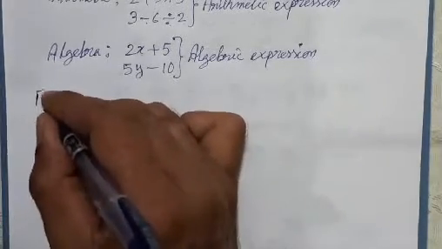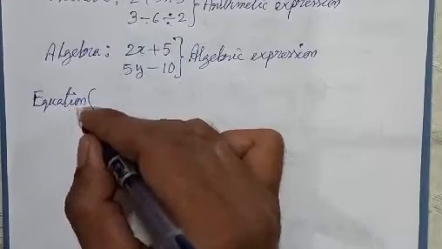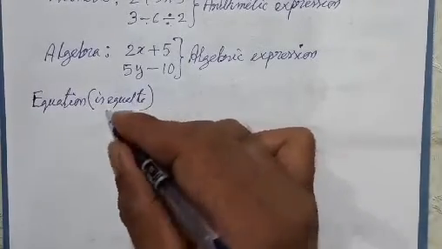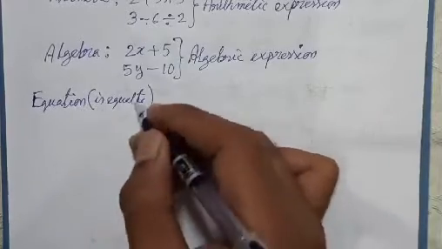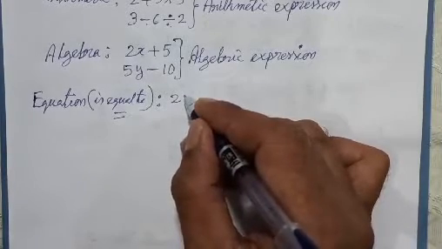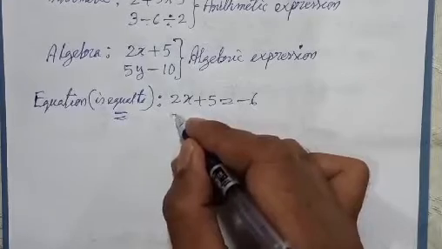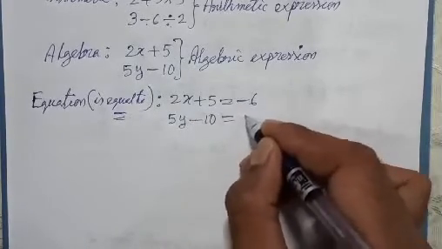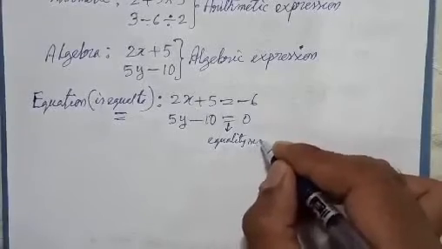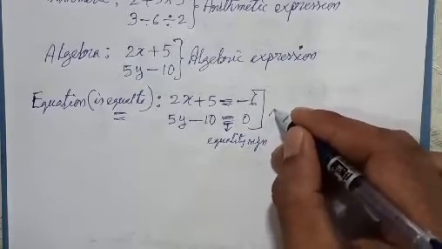Now let's come to equation. Actually, this equation is coming from the equality sign, that means is equal to sign. This is the equal to sign. So suppose I'm writing an algebraic expression in this way, 2x plus 5, now I'm using equality sign, minus 6. And 5y minus 10 is equal to 0. Here I'm using the equality sign. So if we are using this equality sign, now this becomes equation. This is now called equations.